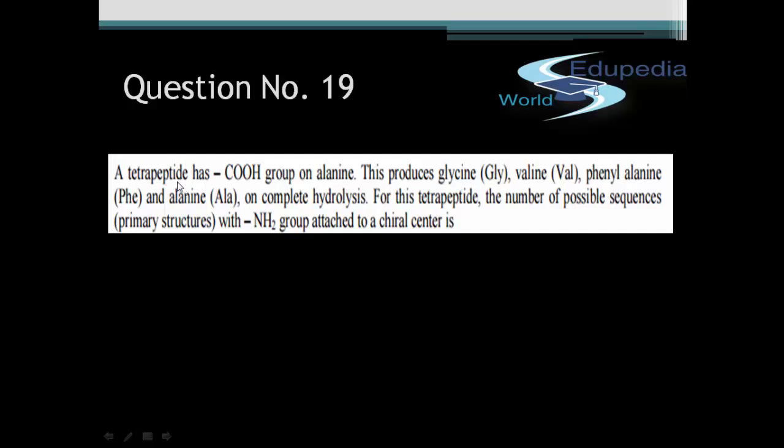The question says a tetrapeptide has COOH group on alanine. Alanine is an amino acid. This means the tetrapeptide produces glycine, valine, phenylalanine, that is PHE, and alanine on complete hydrolysis.